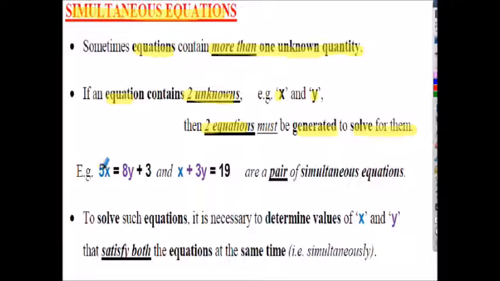Typical equations would be 5x equals 8y plus 3 and x plus 3y is equal to 19. This is a pair of simultaneous equations. To solve such equations, it's necessary to determine the values of x and y that satisfy both equations at the same time, and so we are going to solve them simultaneously.